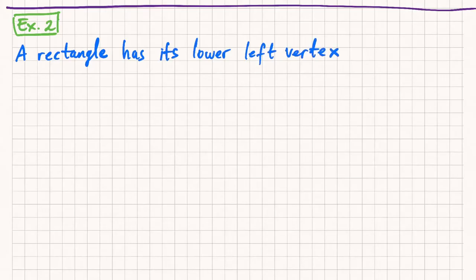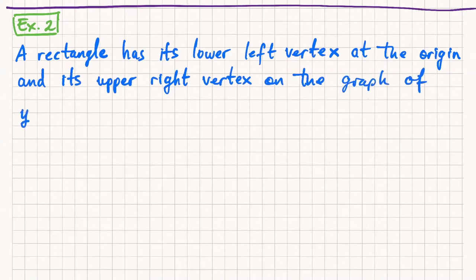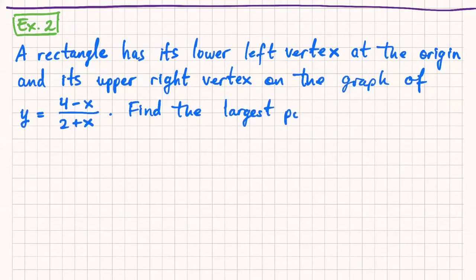So a rectangle has its lower left vertex at the origin, and its upper right vertex on the graph of y equals 4 minus x over 2 plus x. Find the largest possible area of such a rectangle.